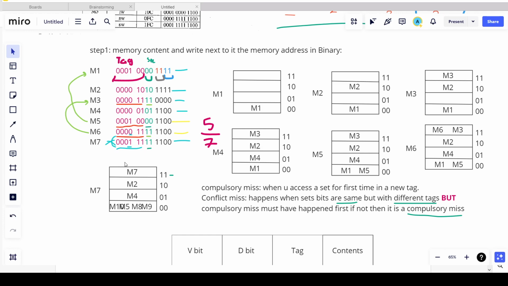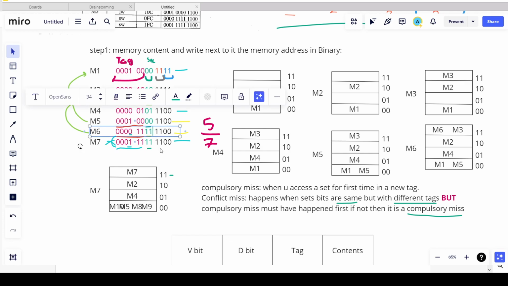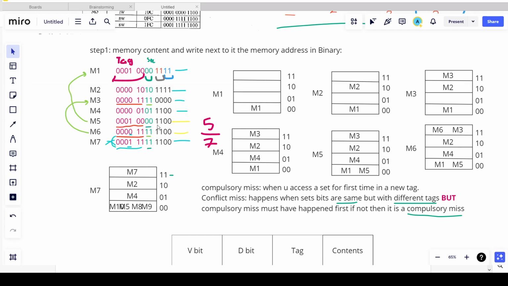It's going to be a conflict miss because we have already defined this tag and this set before, and that time we defined it was in M3. Oh yeah, it's going to be a conflict miss because M7 is different, it has a different tag, and M12 or M11 has another different tag. I'm pretty sure you don't understand what I'm trying to say right now, so I'm going to draw it and come back to you.